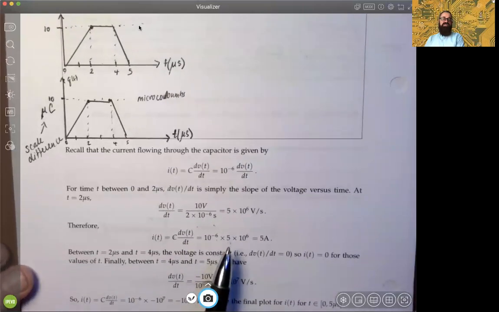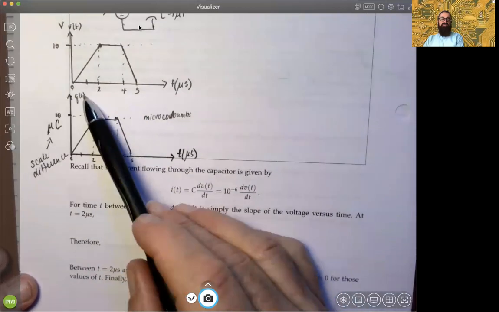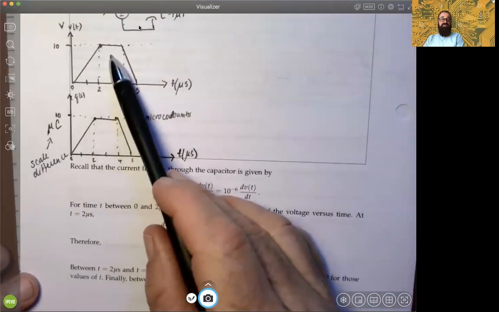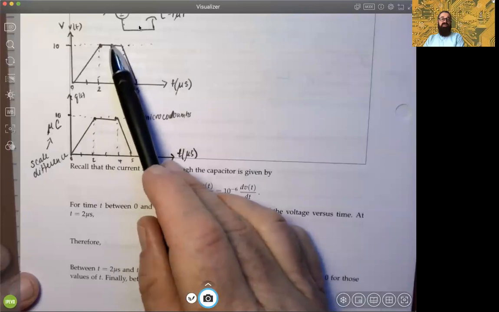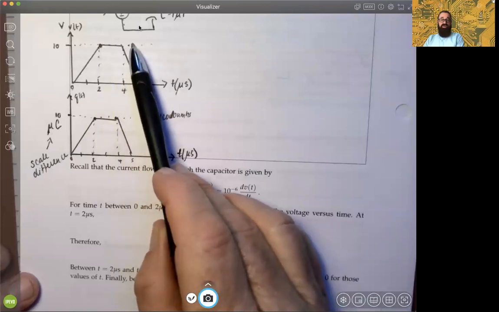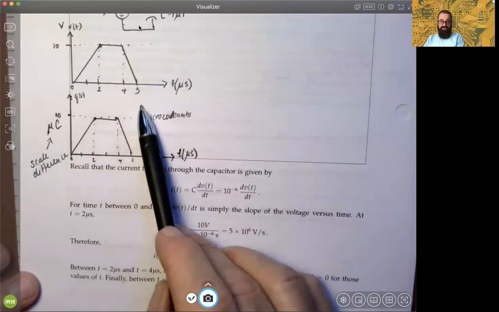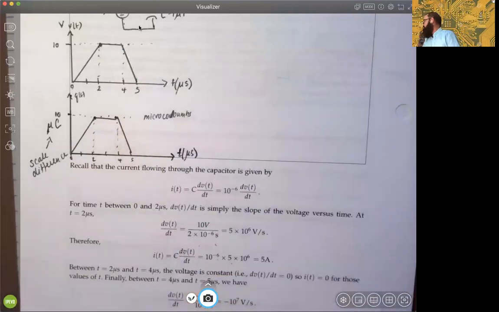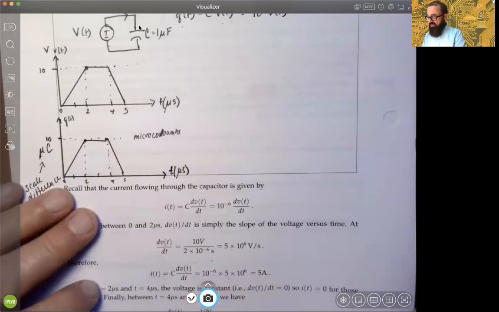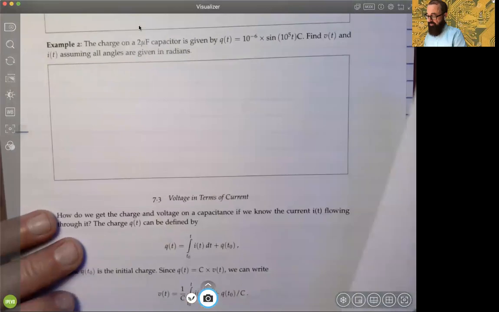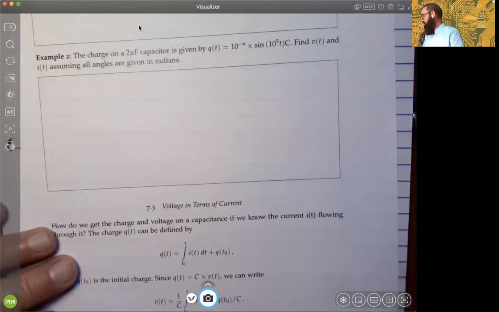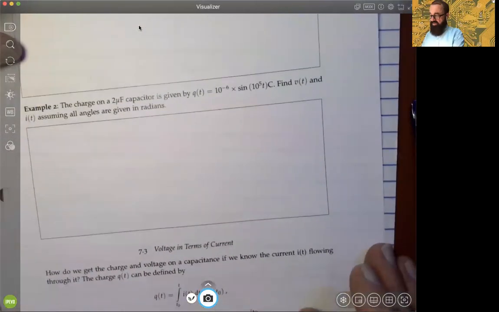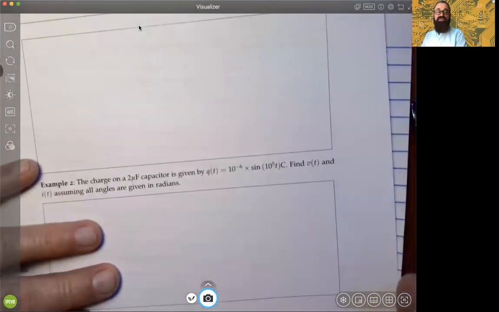So let's rehash this. As the voltage is increasing, we generated positive current. When we held the voltage constant, we got no current. And when we drop the voltage, we got a negative current. Let's think about what that means in terms of the distribution of charges. So we'll move on to page 83.